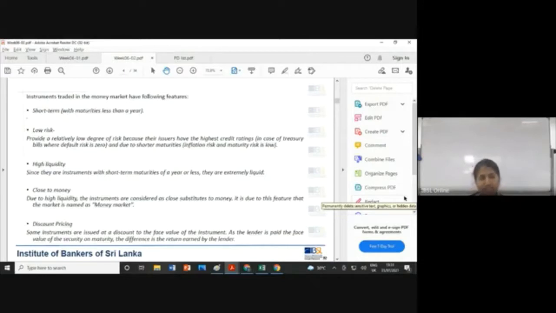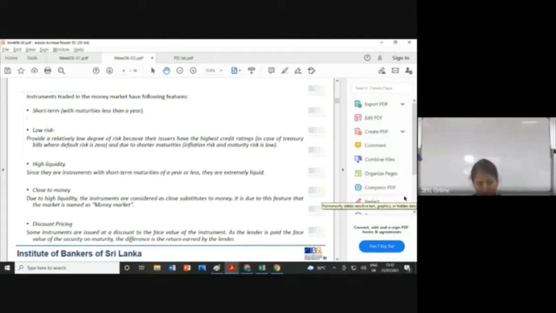Obviously, with lower risk and short term being involved, these instruments are very high in liquidity. What do you mean by liquidity? You can quickly convert your instrument into cash. You don't have to wait for 2 years or 5 years. Within 3 months, within 6 months, within that short tenor, you can quickly convert your instrument into cash. So due to low risk and the maturity period, the instruments in the money market are of fairly high liquidity compared to capital market instruments.